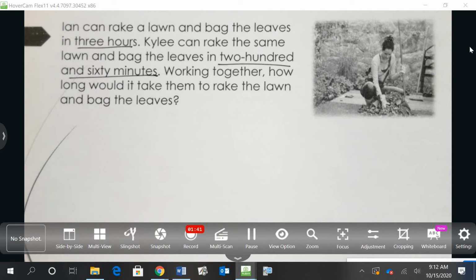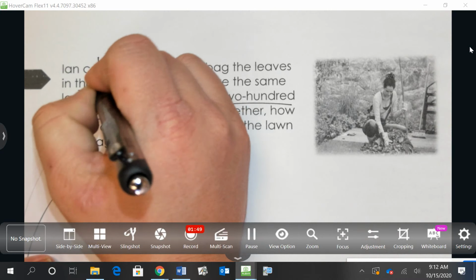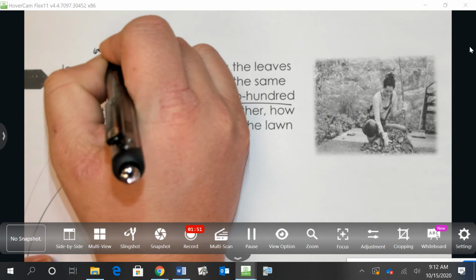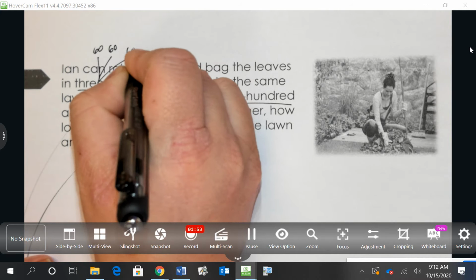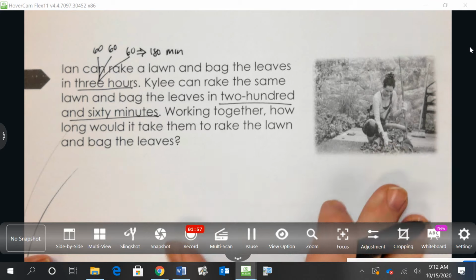Now you may ask yourself, do they both need to be in hours? Do they need to be in minutes? That is your choice. I think that most students find it easier to change hours into minutes because they know that each hour is 60 minutes. So 3 hours is equivalent to 180 minutes.